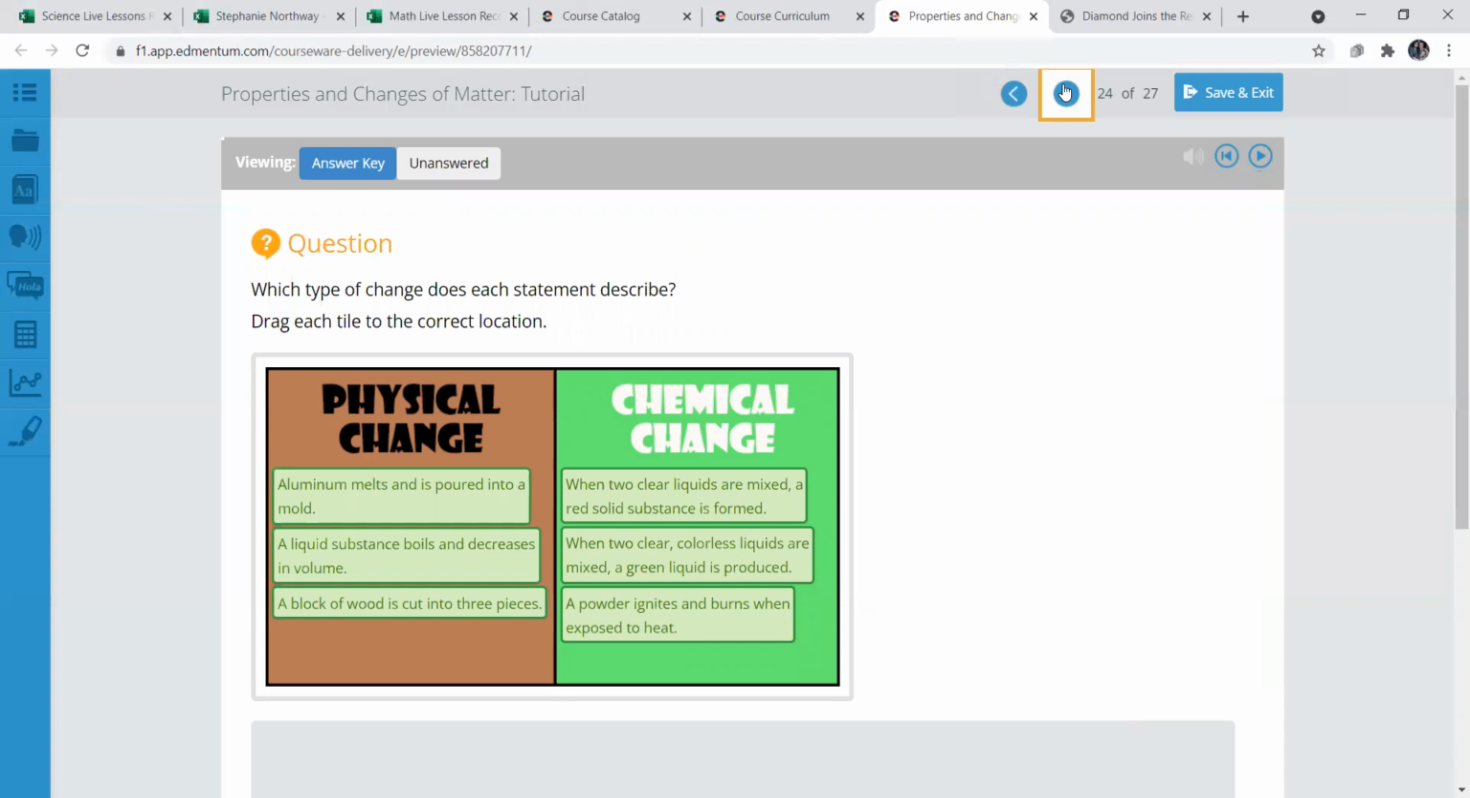Chemical change: when two clear liquids are mixed, a red solution is formed. So let's see, it could be like acid versus base, or you're mixing an acid with the water. That's why the red is formed, something like that. You're changing something about it. When two clear, colorless liquids are mixed, a green liquid is produced. Something else. A powder ignites and burns when it is exposed to heat.